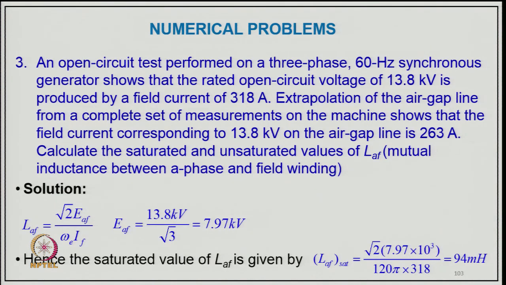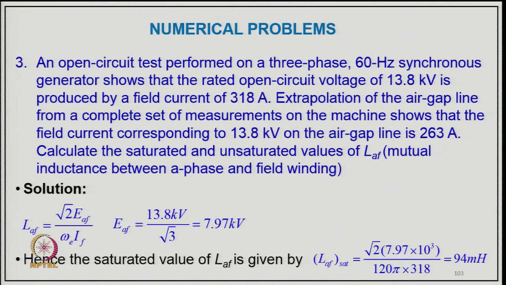So coming to example 3, open circuit test performed on a 3 phase 60 hertz synchronous generator shows the rated open circuit voltage of 13.8 kilovolt is produced by the field current of 318 ampere. Extension of the air gap line from the complete setup of measurement on the machine shows that the field current corresponding to 13.8 kilovolt on the air gap line is 263. Calculate the saturated and unsaturated value of the L_F inductance between the phase and field winding.